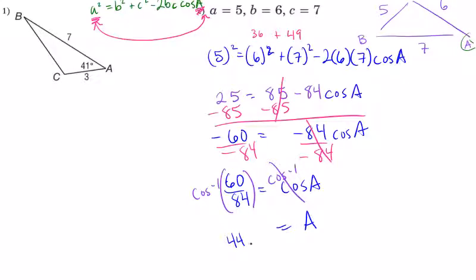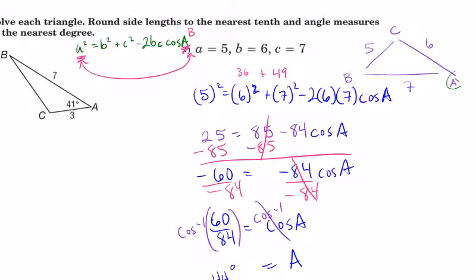44.41. So that'll be 44.4. Oh, actually, I was supposed to round to the nearest degree. I'm sorry. So it'll just be 44 degrees. Okay, so that's angle A, 44 degrees.